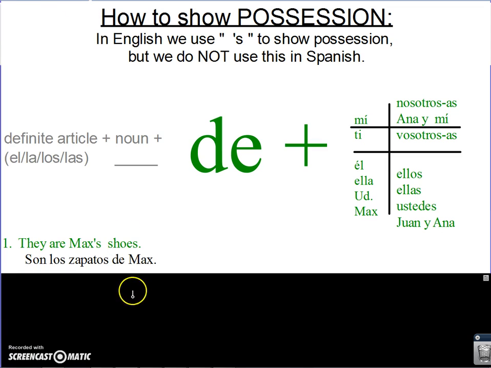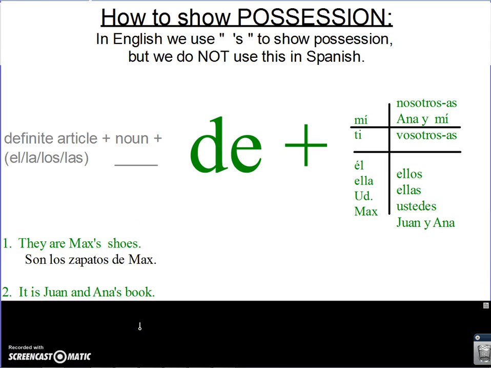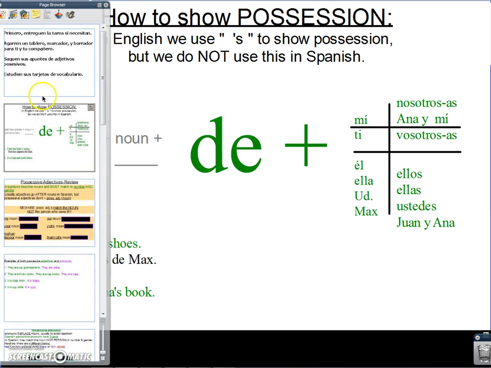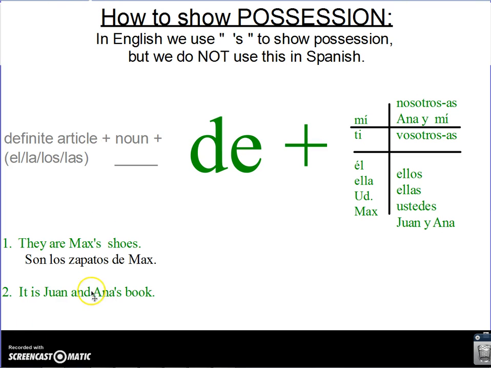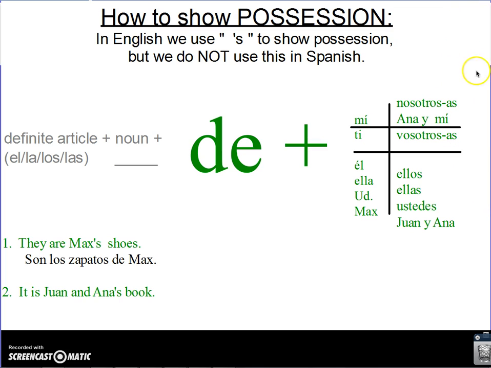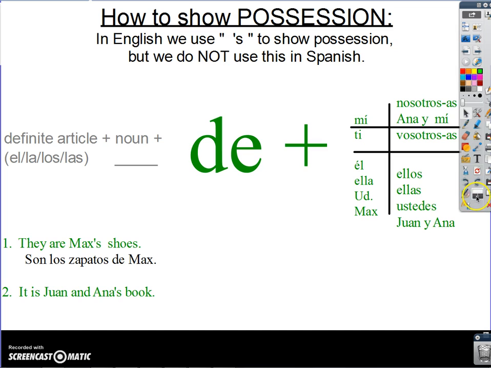Let's look at another one. Number 2, it is Juan and Anna's book. I'm not going to show you the answer this time. I'm just going to ask that you give it a try. Ask yourself what form of ser you want to say it is, and then instead of saying Juan and Anna's book, you're going to have to say the book of Juan and Anna. Give it a try. When you're ready, move along with me to the next screen where we're going to talk about possessive adjectives. That's another way to show possession.